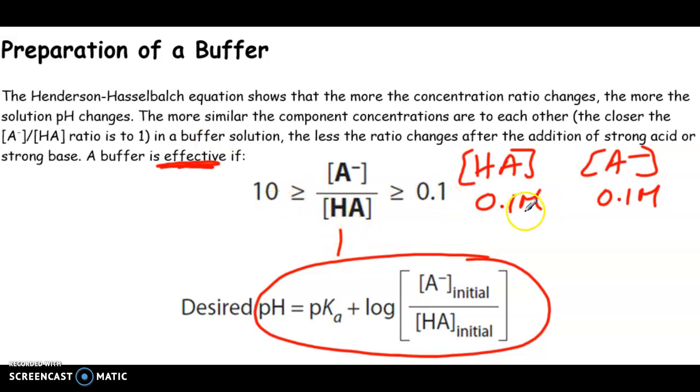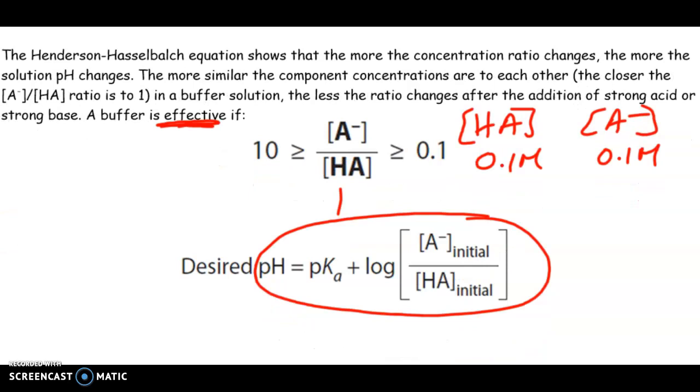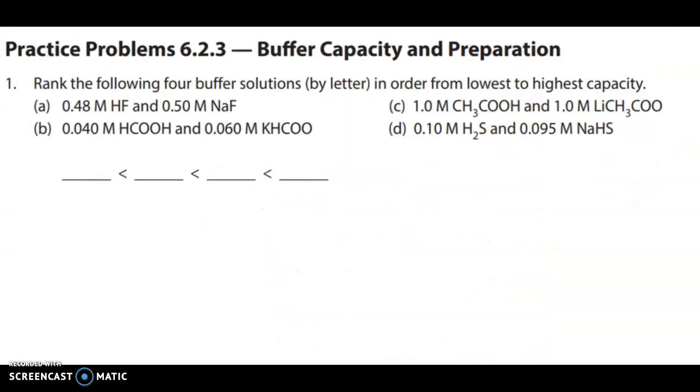Anywhere where you have your ratio between 10 and 0.1 is considered to be an effective buffer. Meaning if your ratio is too far off, so you have too much of one or the other, either the acid or the base, or too little of one or the other, you're not going to be able to resist the pH change as easily. The whole goal of a buffer is we want to be able to resist the change.